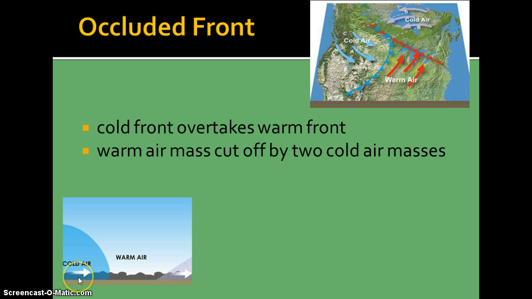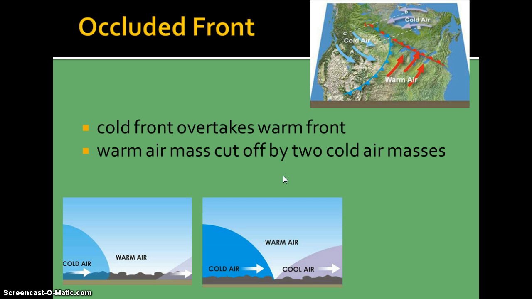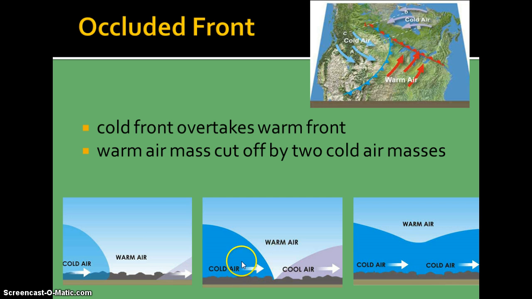So here's a profile view. You've got your cold air mass overtaking a warm air mass, and that's your cold front. Here you have the warm air mass overtaking cold air, that's your warm front. Because the cold front is faster, it's going to catch up, and that warm air is going to start to get cut off from the ground. So when the cold air catches up, you're going to have heavy rains, and then it's followed by lighter rains as that warm air rises and forms clouds and precipitation.